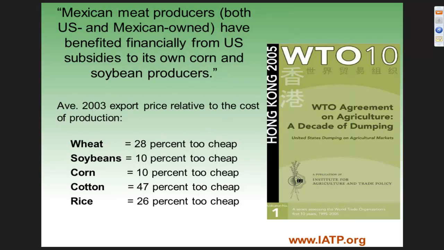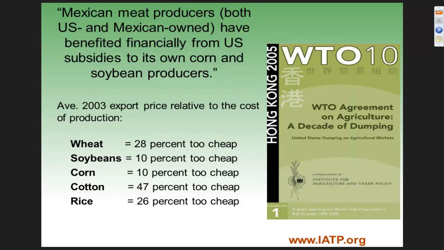both owned by U.S. and Mexican companies, and they've benefited quite a bit from the fact that the price at which this yellow corn and other commodities have been exported to Mexico often is less than the cost that it takes to produce those products. So for example, the corn imports into Mexico are priced about 10% cheaper than what it costs to produce that corn. Similarly for soybeans, wheat, cotton, and rice. And IATP in a previous study actually looked at that issue.